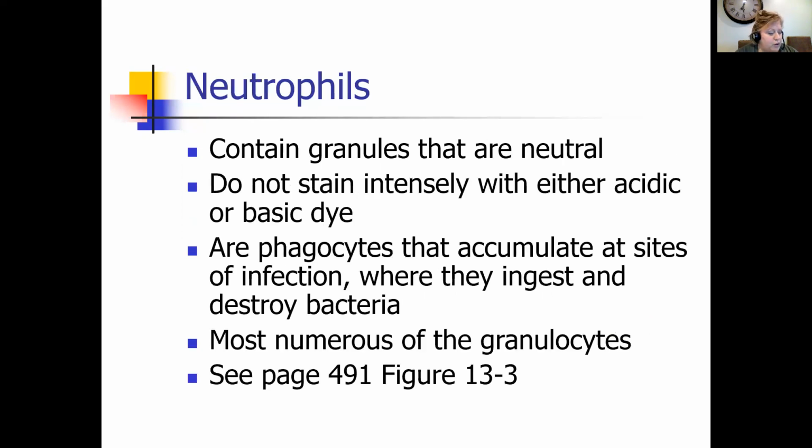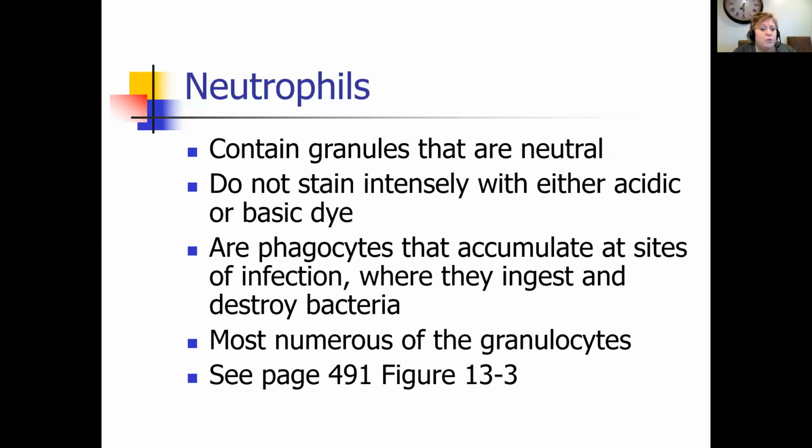And the neutrophils are in the middle. The neutrophils, if you look real close, you can see the granules, but they're not very distinct because their granules are neutral. They don't stain really strong with either the acidic, which would be red, or the basic, which would be a blue or purple dye. These are phagocytes that accumulate at sites of infection, where they ingest and destroy bacteria. These are the most numerous of the granulocytes.